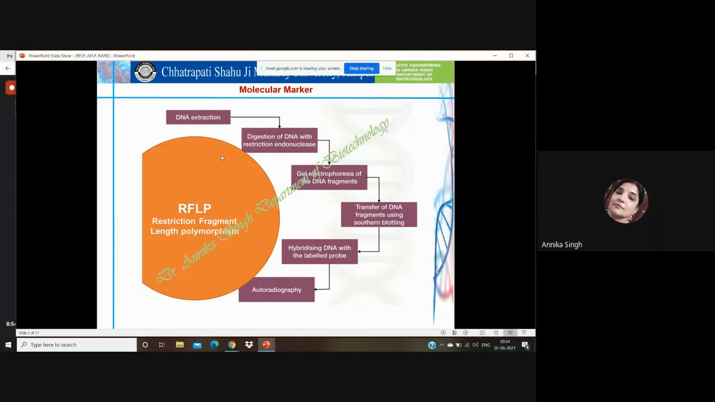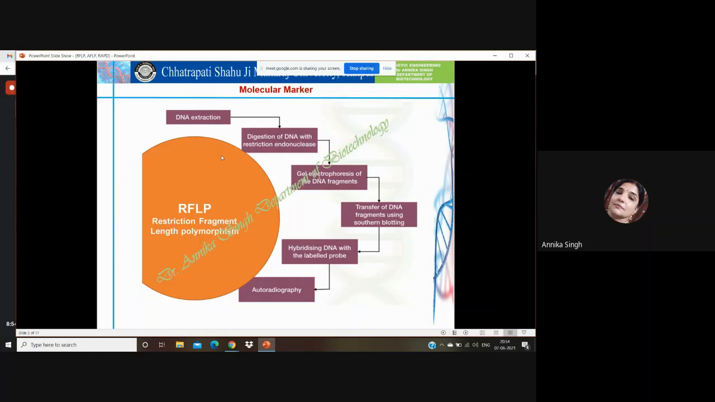Individuals of the same species exhibit variation or polymorphism as a result of different types of mechanisms, as we have told you: insertion and deletion, which are also known as indels, point mutation, translocation, duplication, and inversion. So these variations can be studied on the basis of the RFLP marker, and this variation is the base of the RFLP pattern.